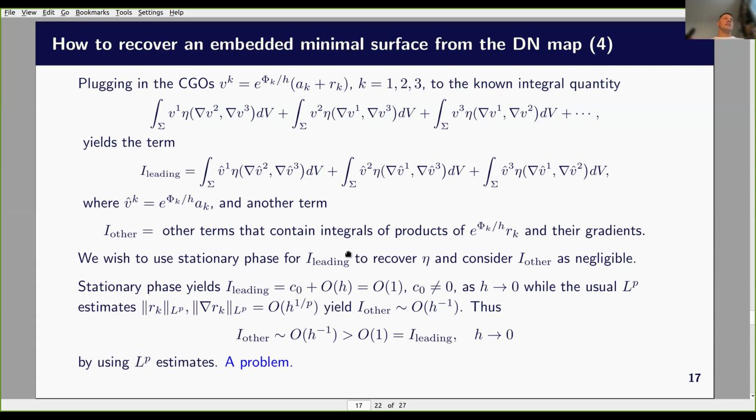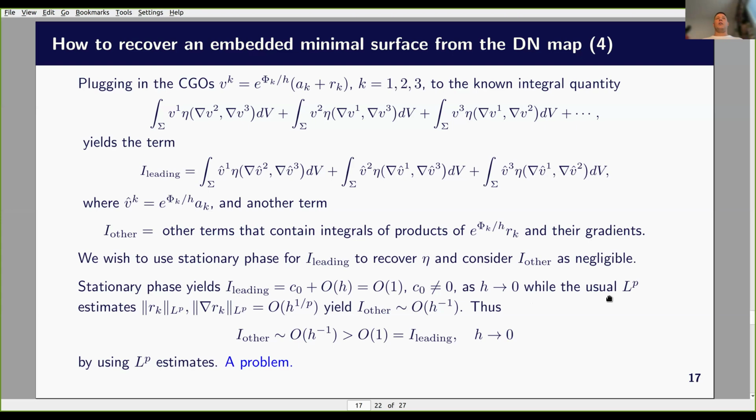So now I wish to use the stationary phase for the leading order term, I_leading, to recover eta, and I would like to consider I_other as a negligible term. Now something a little bit annoying happens. If I do stationary phase for this I_leading, I will have an expansion that I_leading is some non-negative constant C0 plus big O(h). So all in all, I_leading is of size 1 as h goes to 0.